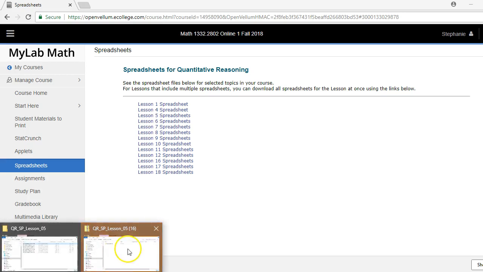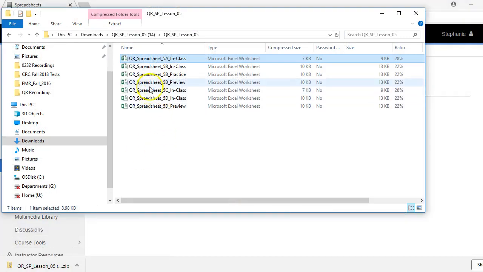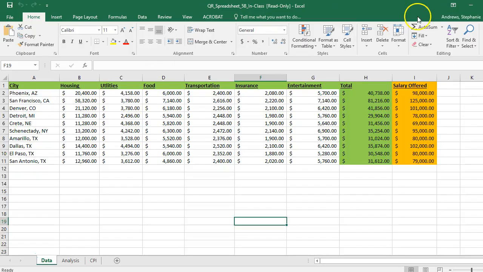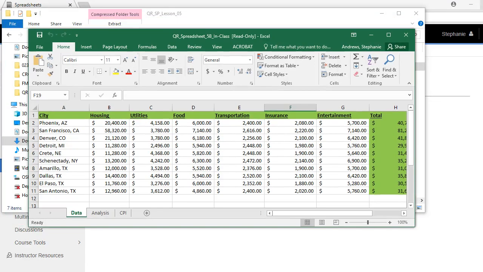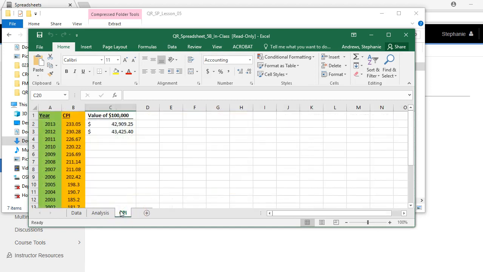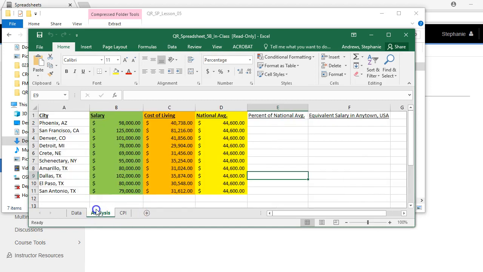It must already have one open. And then I'm going to click on what we're doing. And right now we're in lesson 5B, the in-class portion. And I need to shrink the window to be able to show you some things at the bottom. It can be a bit confusing to realize that there are 3 files in this spreadsheet. We have data, we have analysis, and we have CPI. For this particular lesson, we need the analysis piece.